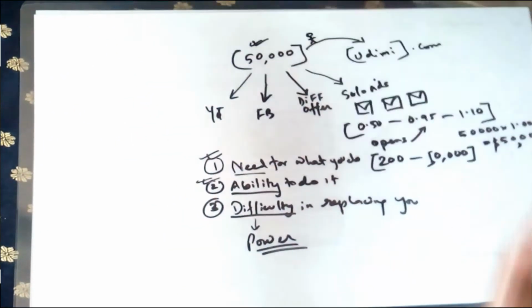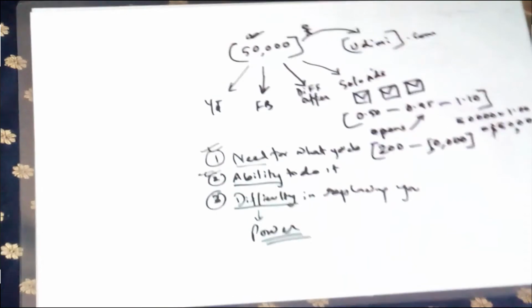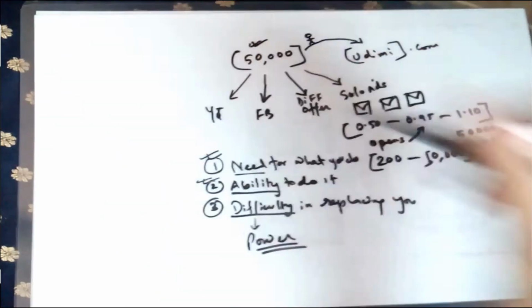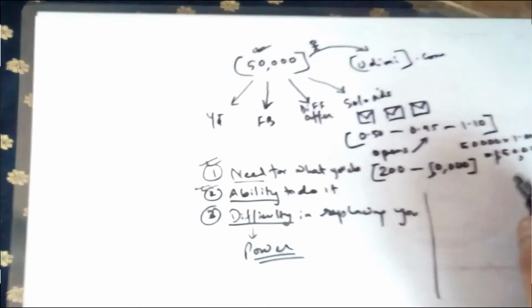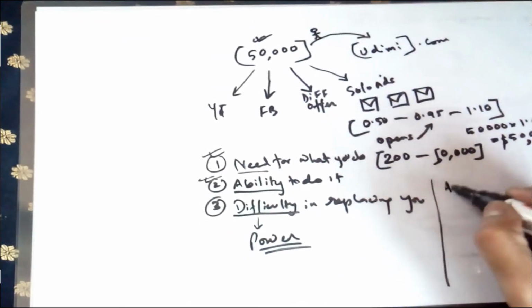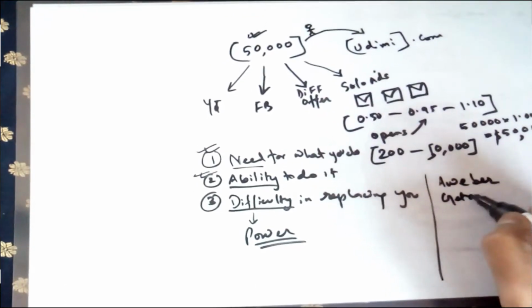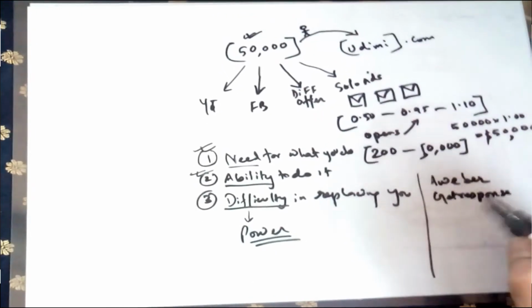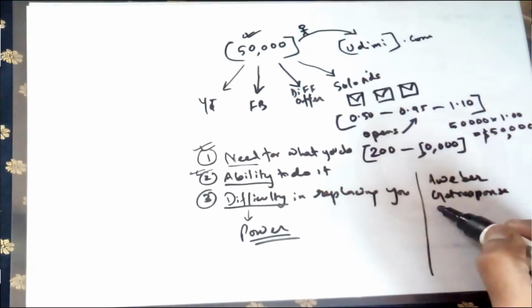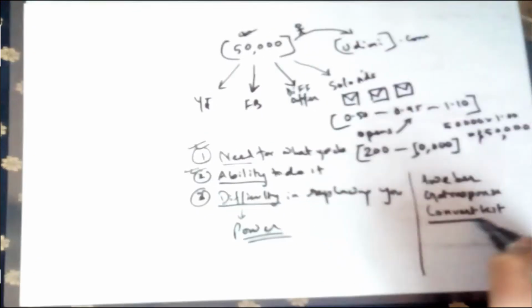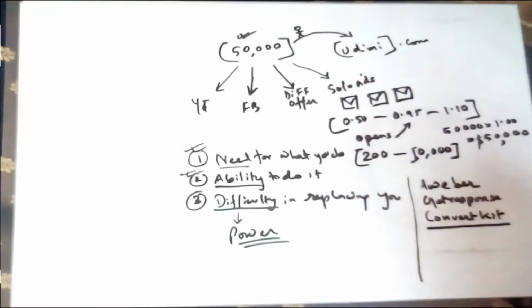You already might have seen some tools on the internet. First one is Aweber. Second one is GetResponse. Third one is Convertkit. By the way, I'll just warn you a little bit about Convertkit.